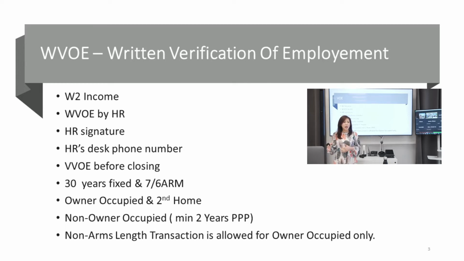Because if there is overtime, we can use the overtime. If the borrower earned the overtime over 2 years, we can use the overtime income.